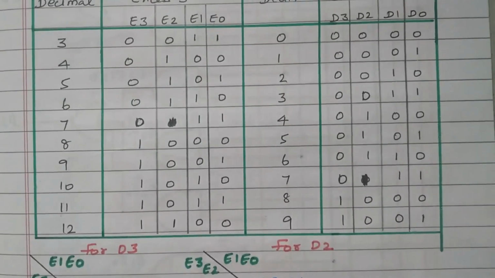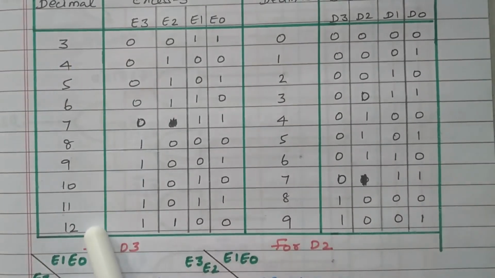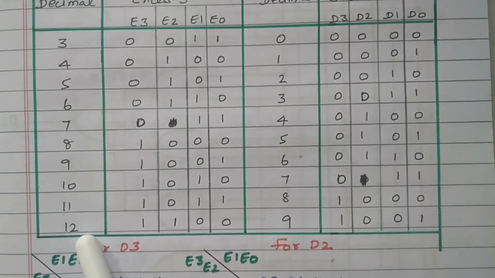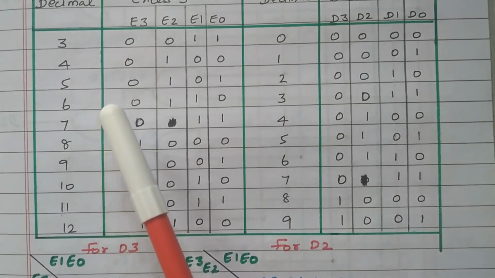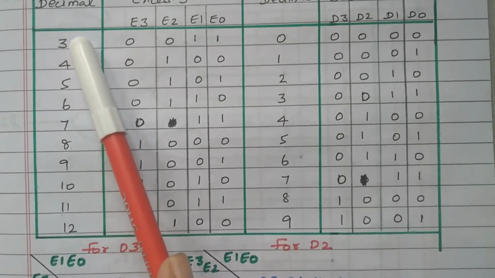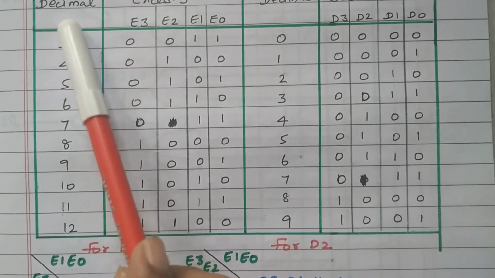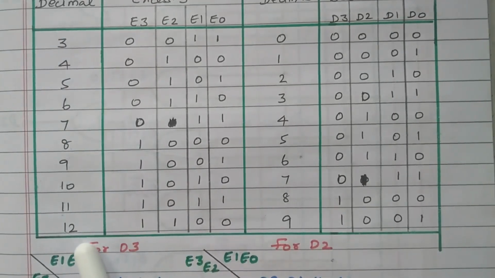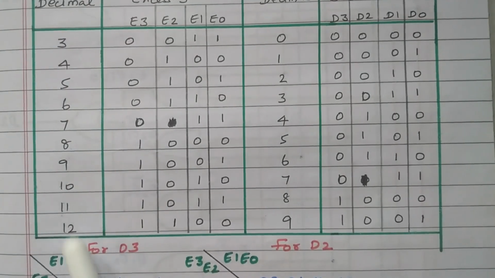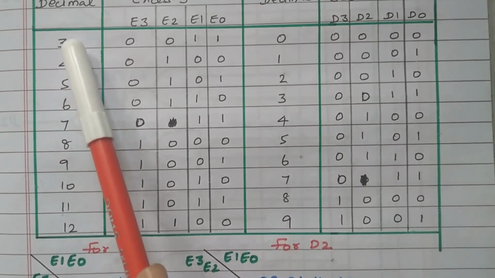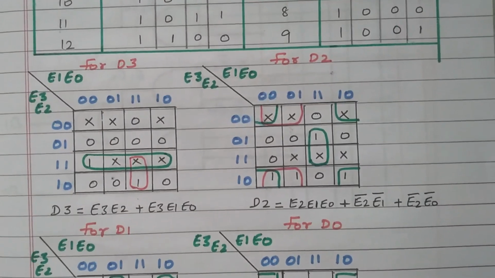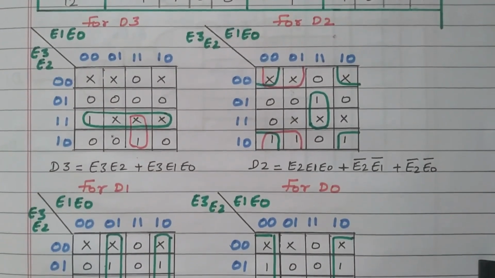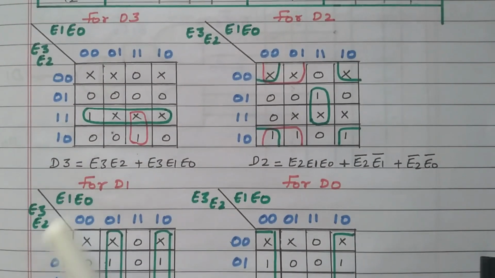We'll refer to the diagram. So from 3 to 12 only the tabular column is available. 13, 14, 15 are not available. Similarly, 0, 1, 2 are not available, right? So nearly 6 variables are not available. Here 3 variables not available, here also 3 variables not available. 13, 14, 15, and here 0, 1, 2 not available. So those are taken as don't care conditions. These 6 variables are taken as don't care conditions.